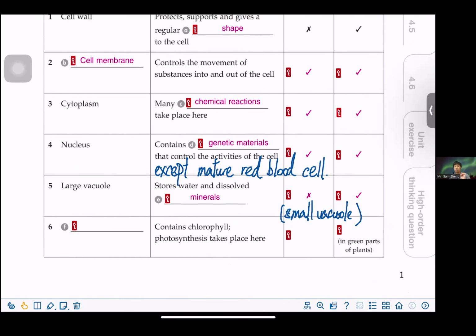Next, only the green parts of plant cells contain chloroplasts. Inside the chloroplast, it contains chlorophyll. The basic function of the chloroplast is to undergo what we call photosynthesis.